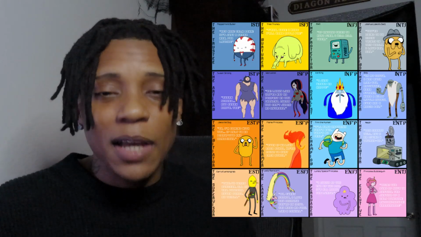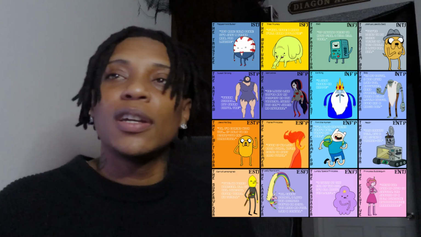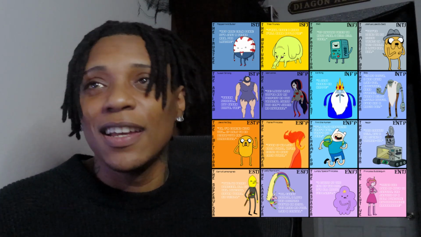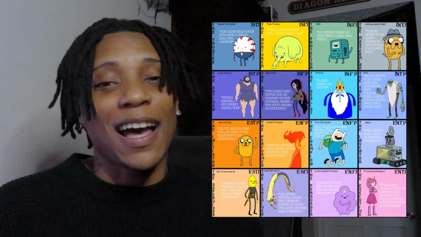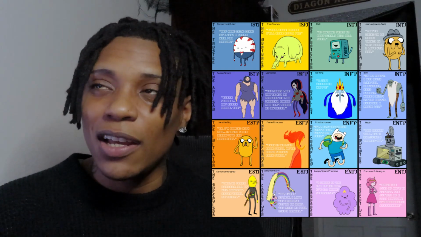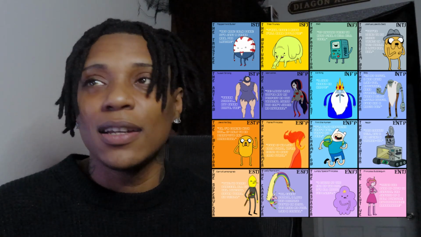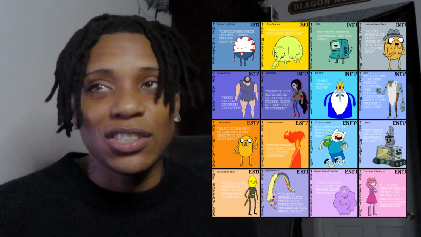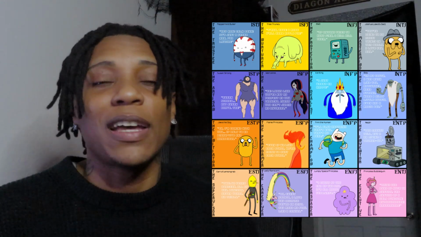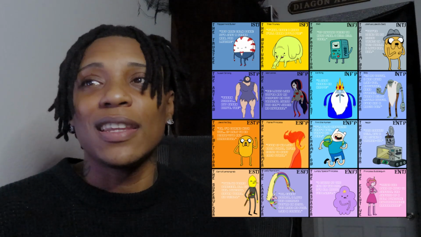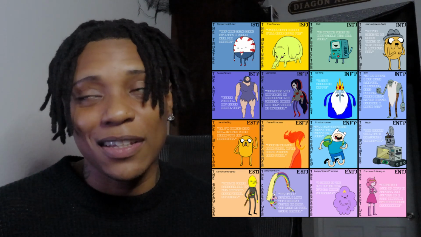Now, personality types as Adventure Time characters. So up here we have Peppermint Butler as the ISTJ. We have Tree Trunks as the ISFJ. We have BMO as an INFJ. We have Jake. Oh no, that's Jake's dad. We have Jake's dad as the INTJ. We have Susan Strong as the ISTP. We have Marceline as the ISFP. We have the Ice King as an INFP.